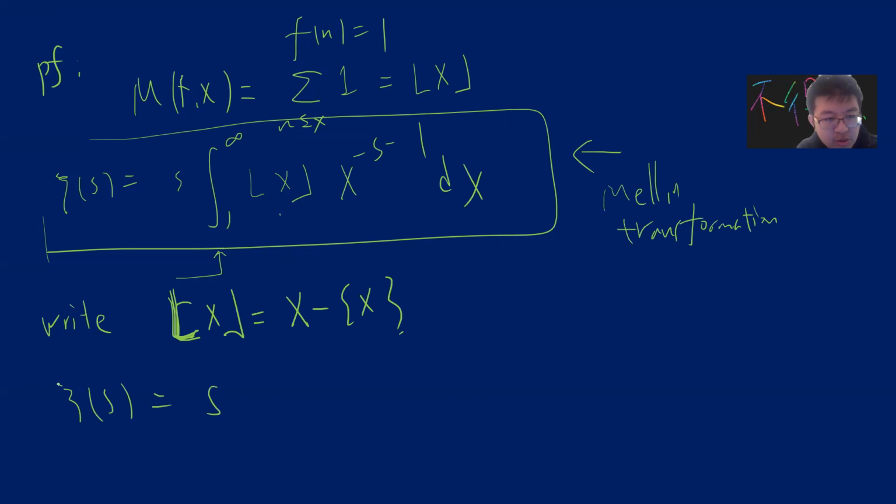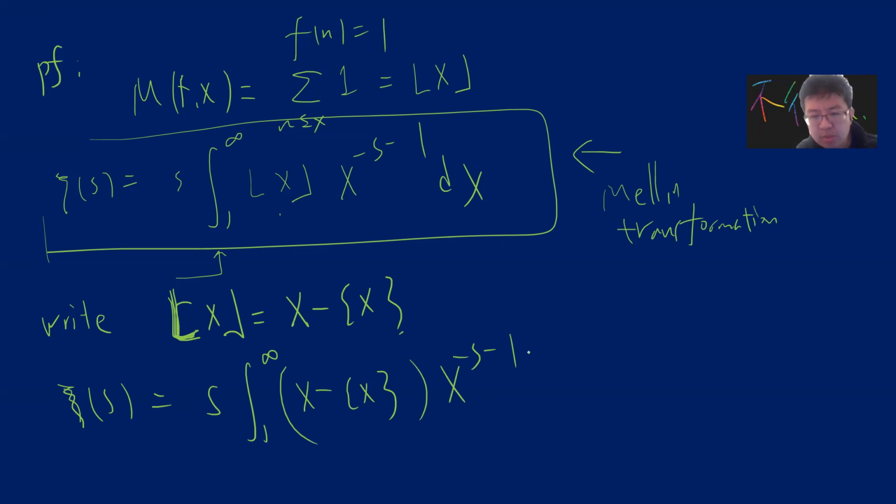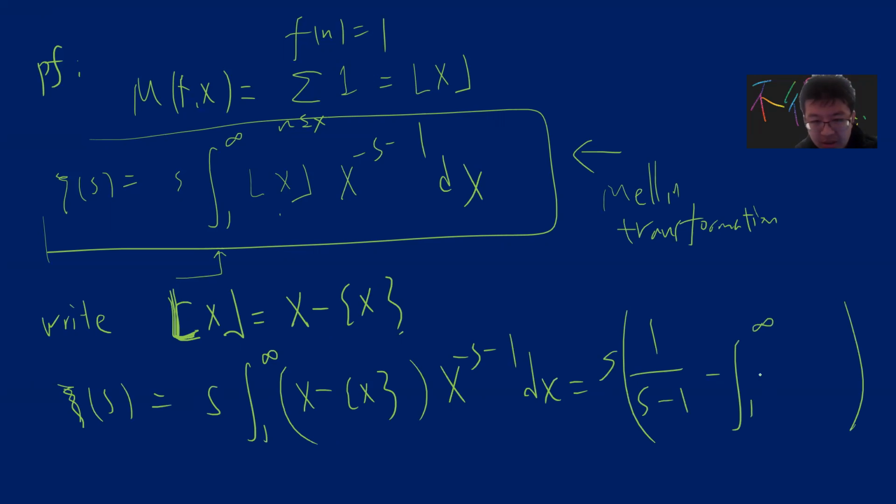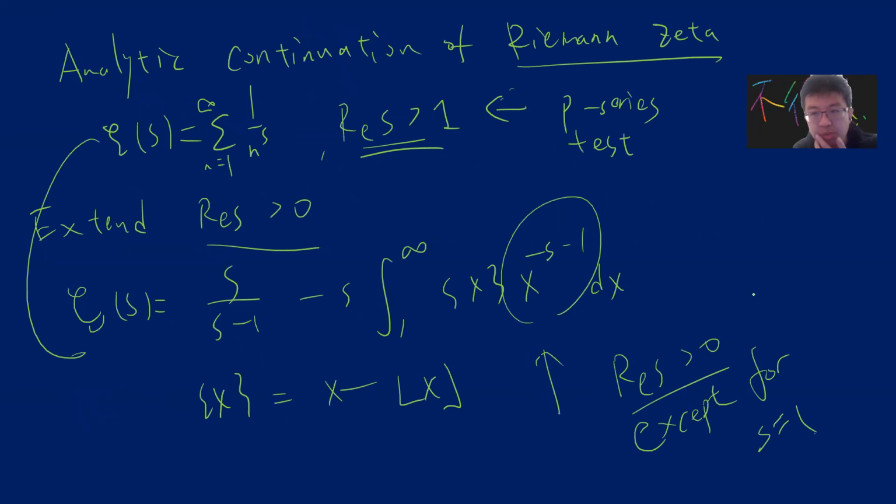Then, sorry, this is a bad notation. Zeta of s is s times the integral from 1 to infinity of (x minus the fractional part of x) times x to the minus s minus 1 dx, and you can do your simple calculation. You get 1 over s minus 1, minus s times the integral from 1 to infinity of the fractional part of x times x to the minus s minus 1 dx. Okay, so this is the first part. This is the second part.